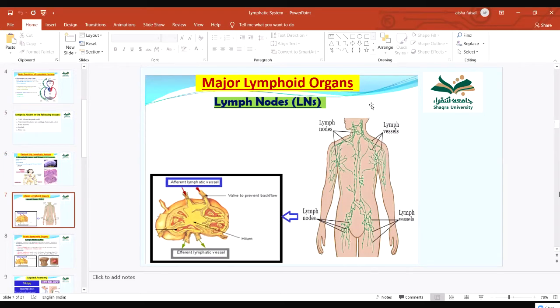So one of the major lymphoid organs is your lymph node. You can see it is located all over your body. These are the small lymphatic vessels. They will pass through these lymph nodes, and these lymphatic vessels will become subsequently bigger and bigger, and ultimately they will open into the big veins of your neck. Through these big veins of the neck, the lymph comes back to your circulatory system in the heart.